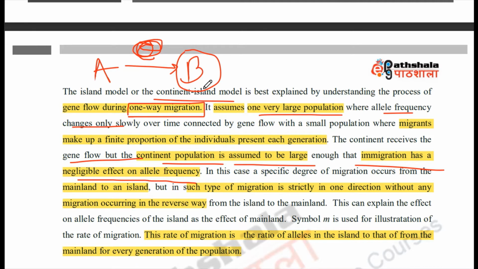This is considered to be an island. So from the mainland to the island, therefore considered as a continent island model. The flow of the gene from mainland to island and not the reversal mechanism is the basic principle. So in this case, a specific degree of migration occurs from mainland to island, but such migration is strictly in one direction without any migration occurring in the reverse way from island to the mainland.